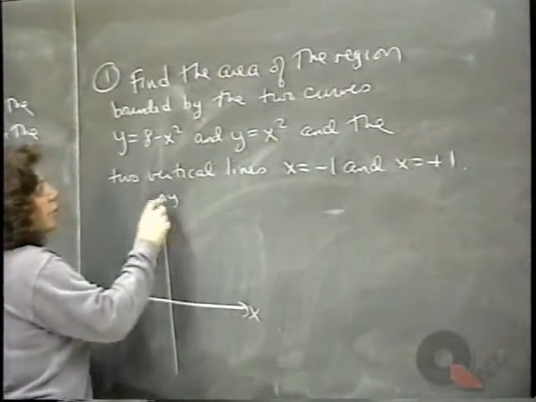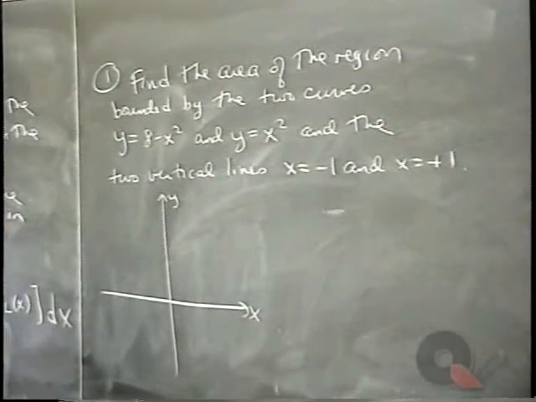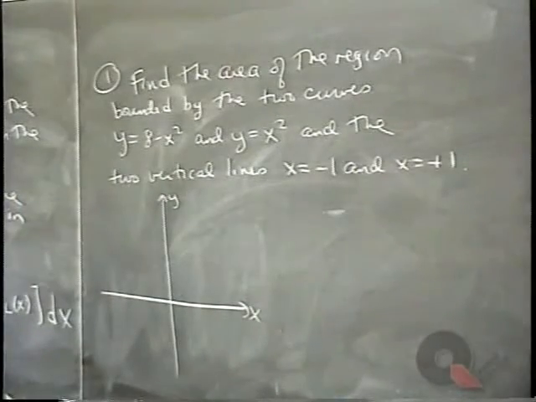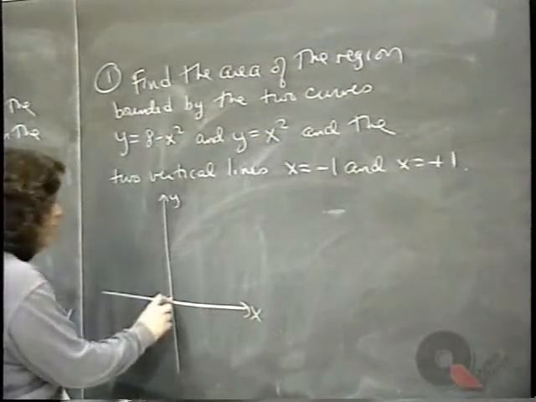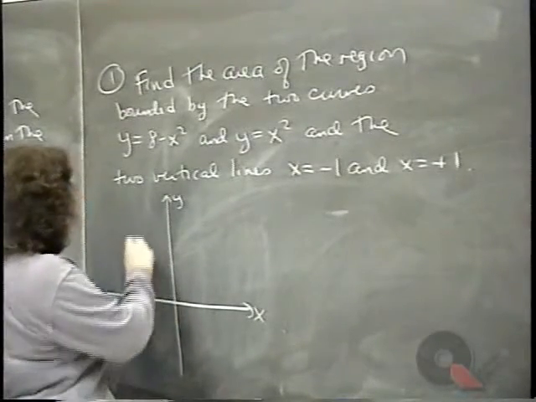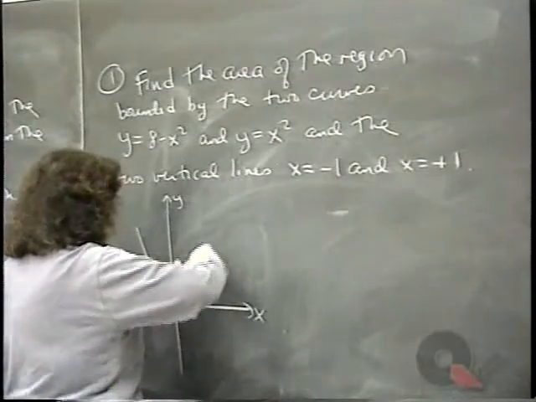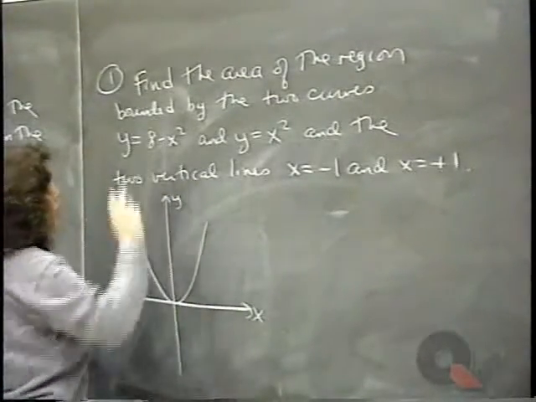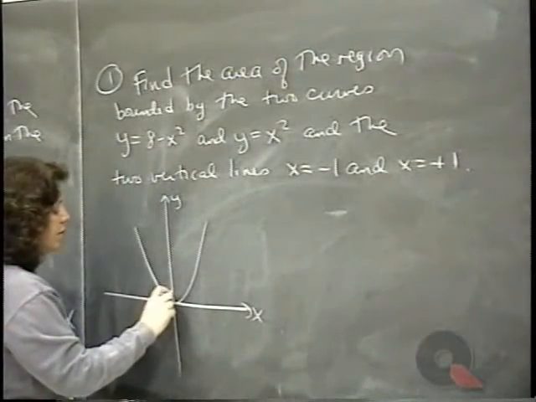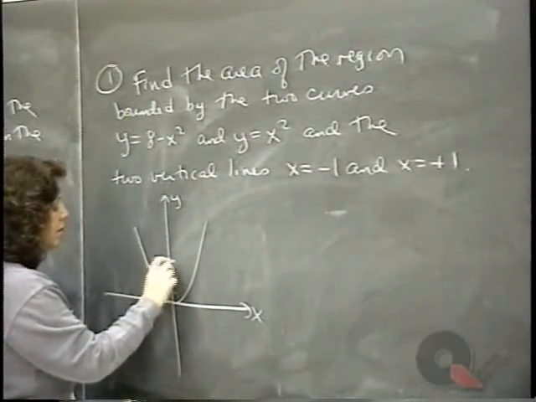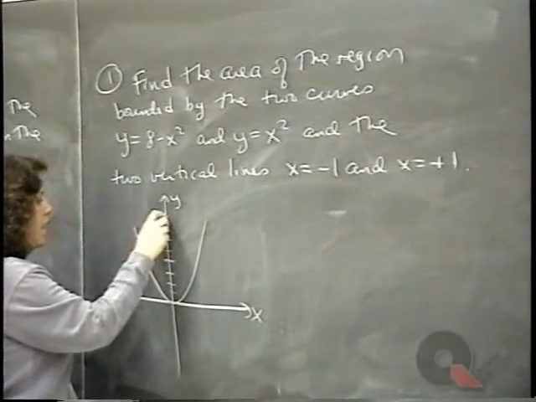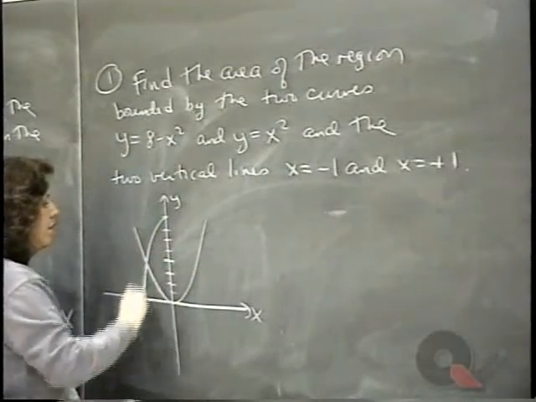These curves, of course, are both parabolas. If you can't graph them on your own, you can use your graphing calculator. We'll be looking at that a little later on. But right now, y equals x squared, I assume most of you know how to sketch. It's the parabola with vertex at the origin opening up like this. Y equals 8 minus x squared is also a parabola. It goes through, let's see, when x is 0, y is 8. And it looks something like that.